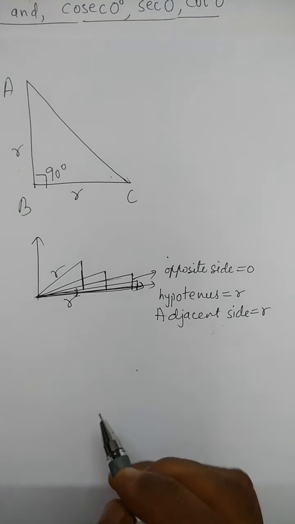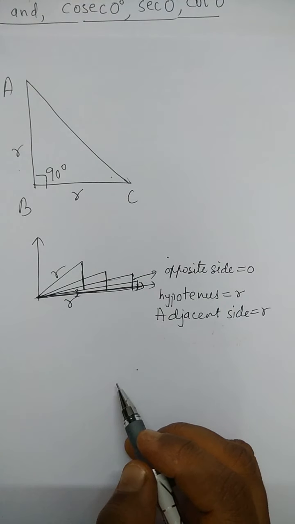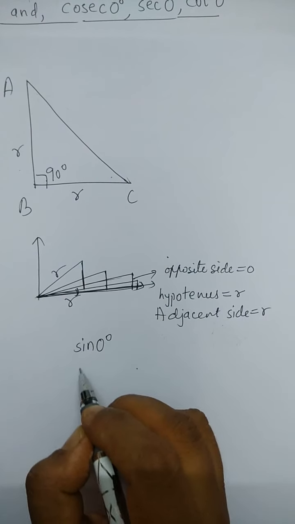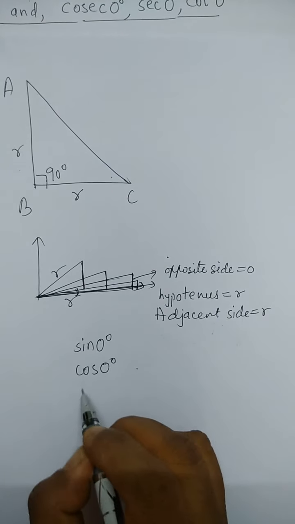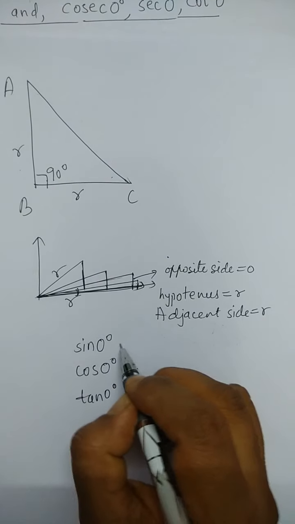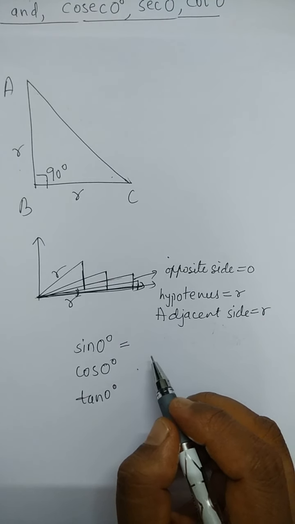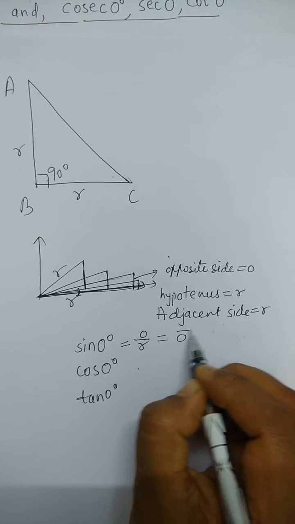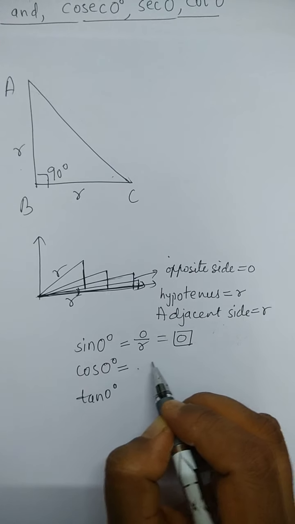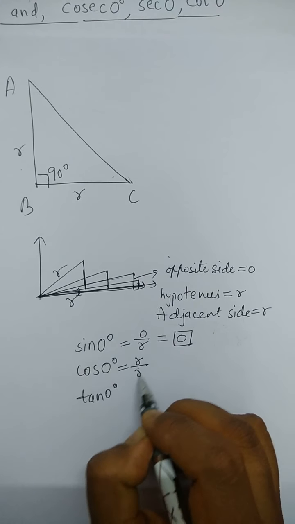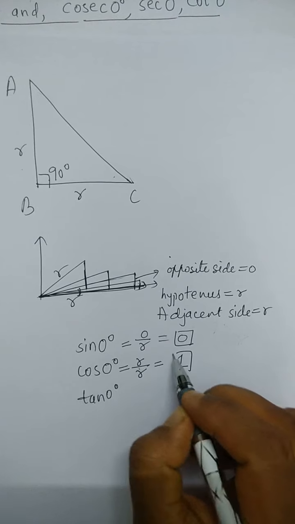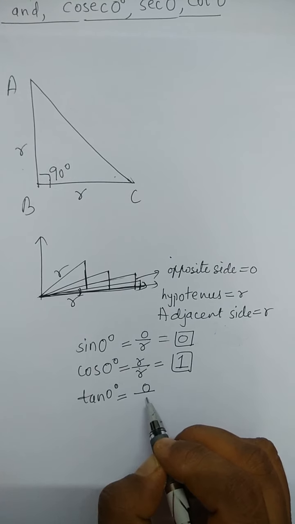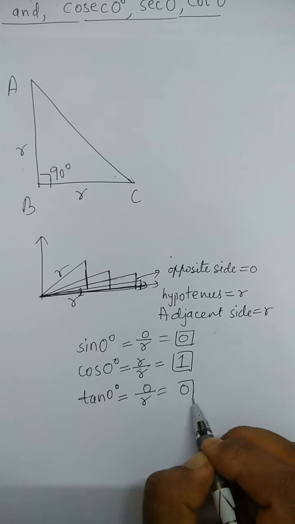Now what you have to do? We have to find the values of sine 0 degree, cos 0 degree, tan 0 degree. Sine 0 is opposite upon hypotenuse. Opposite is 0 upon hypotenuse, which means 0. And cos 0 is adjacent by hypotenuse, which means 1. And tan 0 is opposite upon adjacent, which means 0.